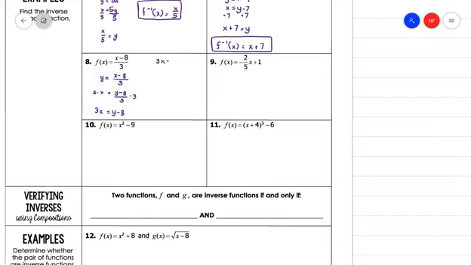So let me rewrite that. I'll add 8 to both sides. And 3x plus 8 is equal to y. Y is now by itself, so that's my inverse. F inverse of x is equal to 3x plus 8.